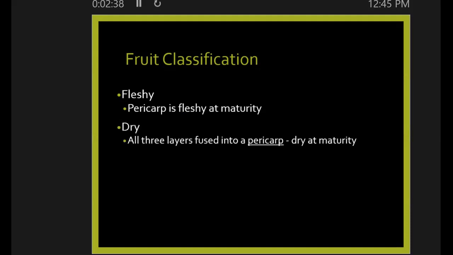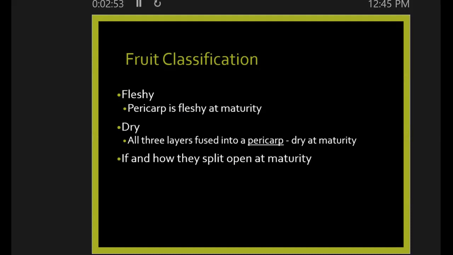Dry, on the other hand, you have a pericarp idea where it's all thinned out and fused together, not much to look at. Think peas in a pod. And then they dry out at maturity. They're not fleshy and juicy, okay?